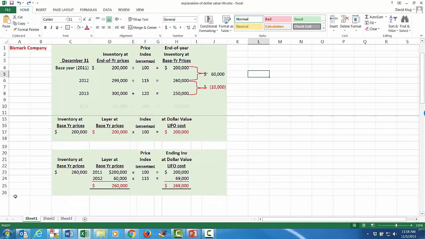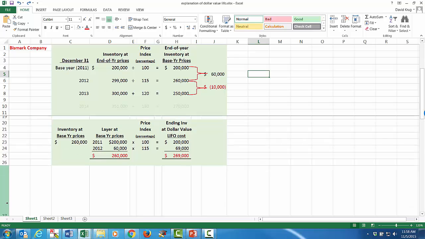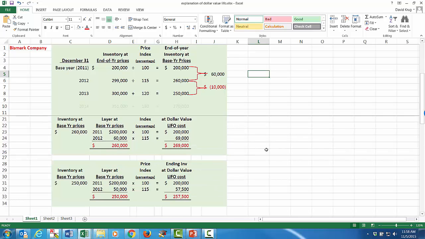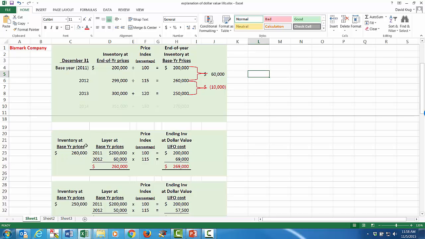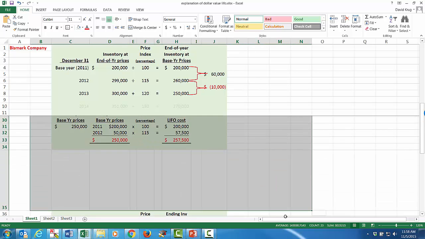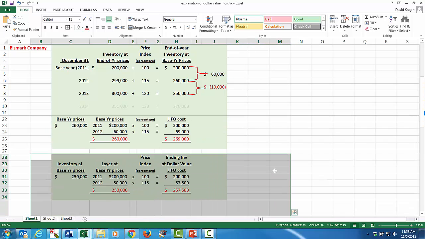Okay, well, let me thumb down here. Let me do that so we can see this. I'm going to keep the previous work that we did right there. But now let's focus on this section right here.